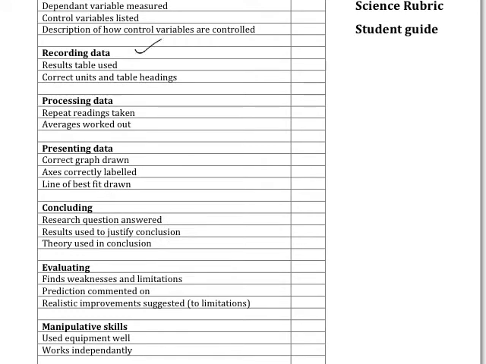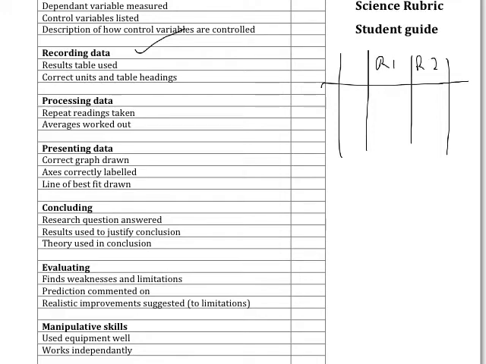Right, let's talk about recording our data. This is really straightforward. You need a nice results table with all your results. Okay, so you need your repeat readings 1, readings 2, and your average. These are super important. Always remember the units. So if it's centimetres, centimetres, centimetres, and you write them at the top. Okay, so you get 2 marks for using a table and using the correct table headings, and then for repeat readings you get another 2 if you work out the averages, which is a bonus.